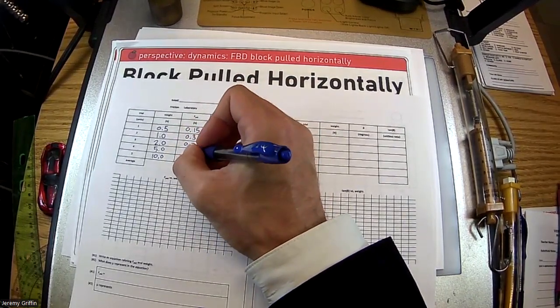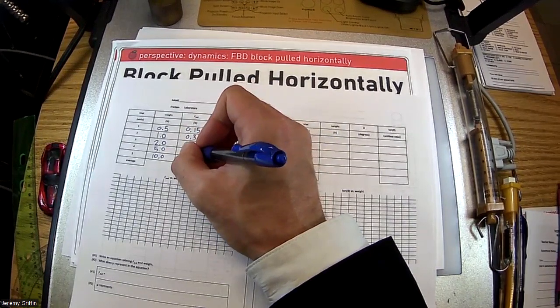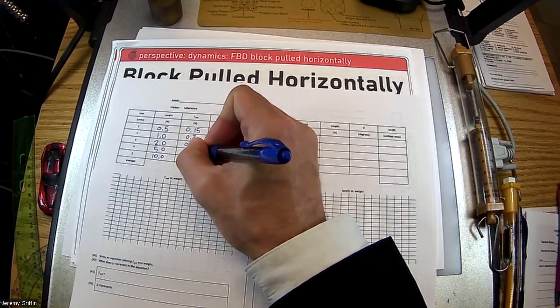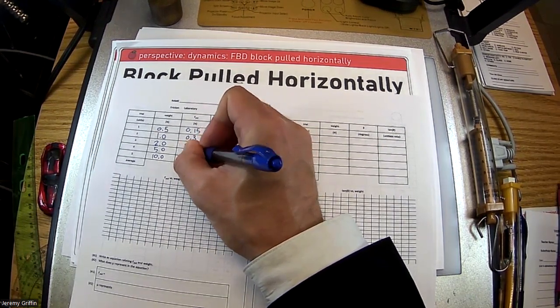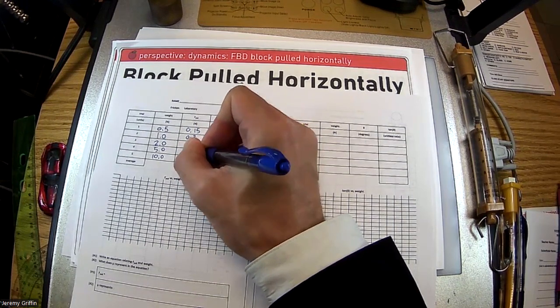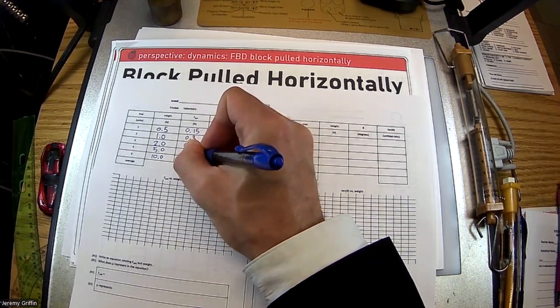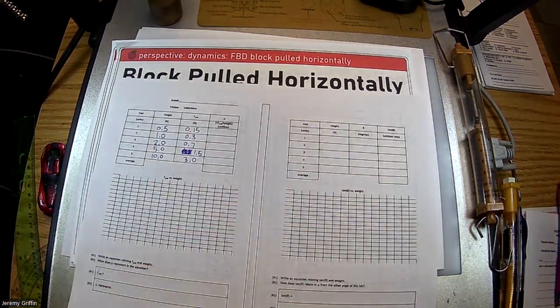For the 5 Newton weight, it was like 1.5 newtons. And maybe the 10 Newton weight was like 3 newtons. I'm just making up numbers, but those might have been realistic.